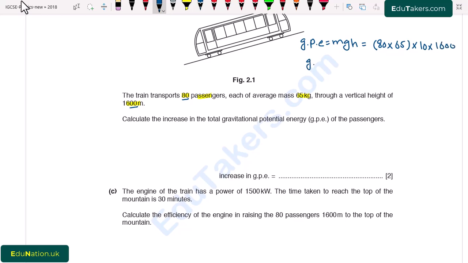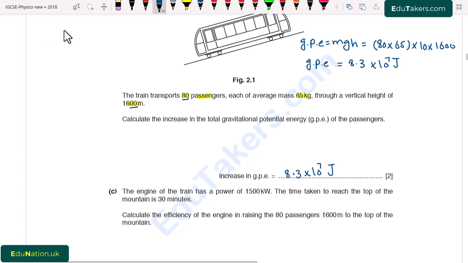So that the value of gravitational potential energy comes to be 8.3 into 10 to the power 7 joule. I write here increase in gravitational potential energy is equal to 8.3 into 10 to the power 7 joule.